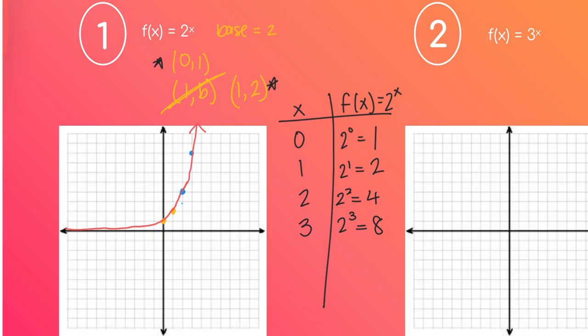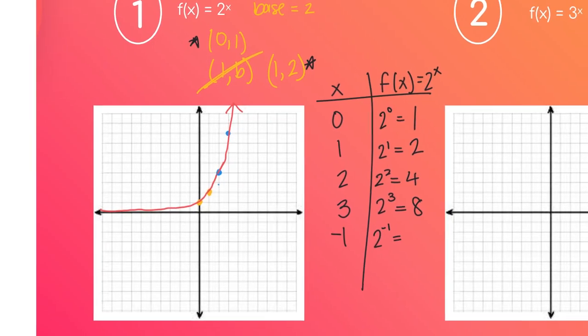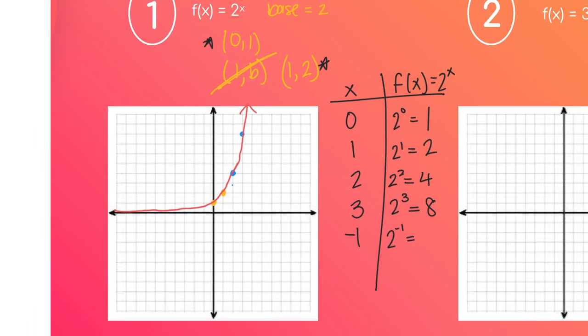So looking at it, let's do negative 1. What's 2 to the power of negative 1? We have to go back and remember our rules of exponents. Does anybody remember that rule? What do I do if I have a negative exponent? What's going to happen is you're going to have to flip it to make that positive. So flipping it, I'm going to have 1 over 2. So now my coordinates for this point are negative 1, comma, half. So about right here. Once you get into fractions, it does not have to be exact.